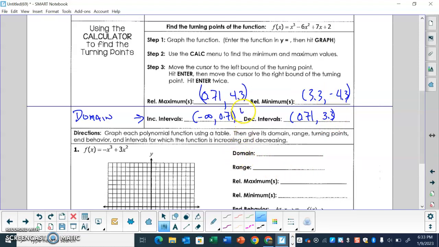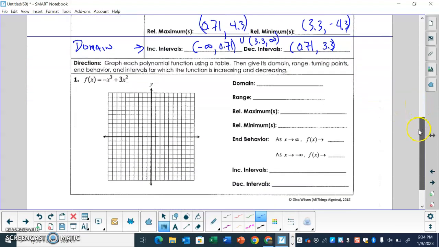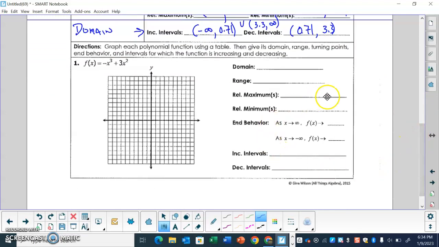And then after 3.3, it starts to increase again. So we have to put what's called a union in here, and we're going to have to connect it from 3.3 out to infinity. It is increasing. So there's two places on the graph where it is increasing. All right. So that's how you use your max and mins to find your increasing and decreasing. Well, let's apply that to this problem, and you'll have the others to do.